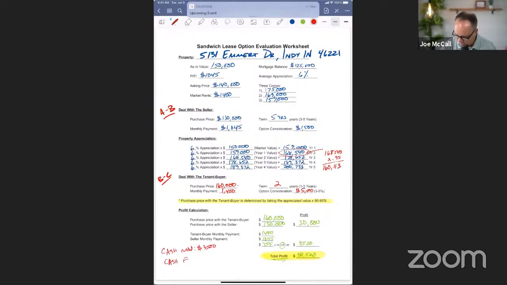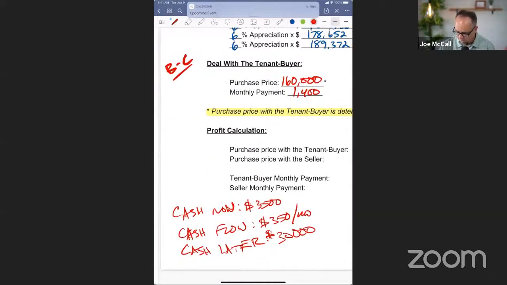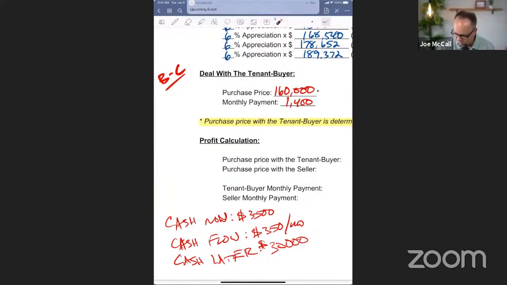My cash flow, $350 a month. My cash later, $30,000. You see the power of that, guys? The 3 profit centers in any good deal: cash now, cash flow, cash later. Cash now, cash flow, cash later.